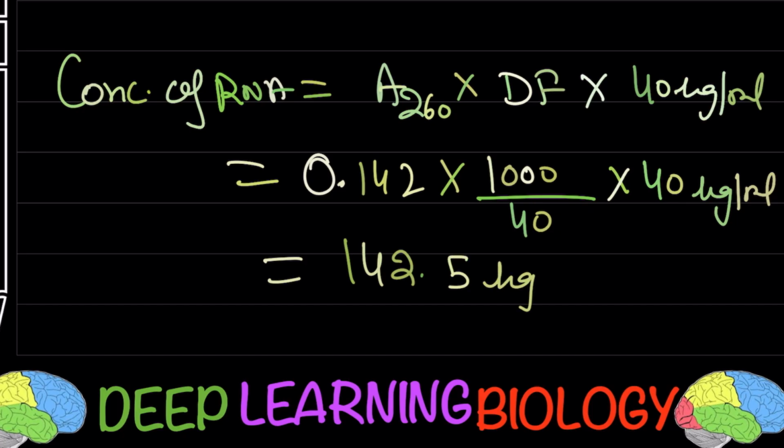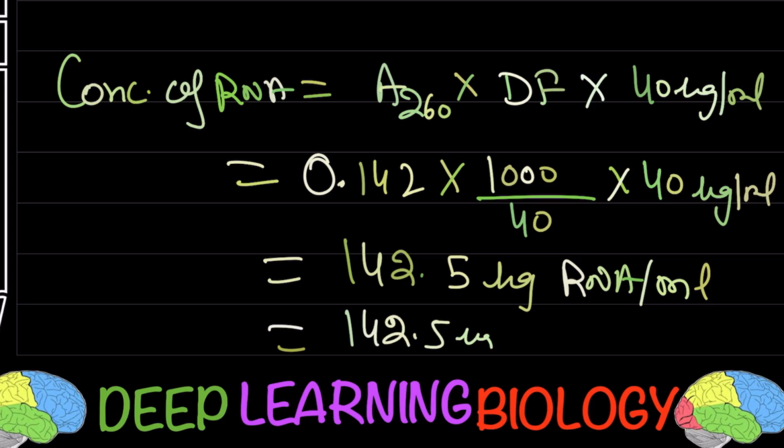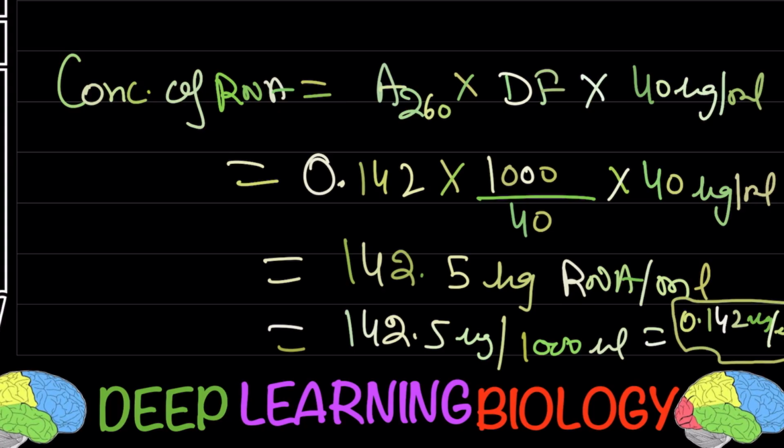If you solve this, it will come out 142.5 microgram RNA per ml. Yes, you can also express it per microliter. Just convert ml into microliter. So it will be 142.5 microgram per 1000 microliter, and if you solve this, it will be 0.142 microgram per microliter. Hopefully you have learned. These are quite simple questions.